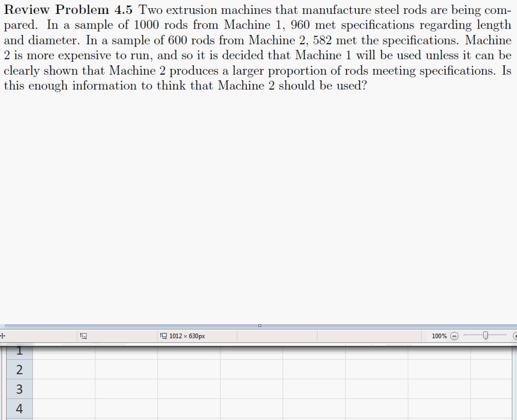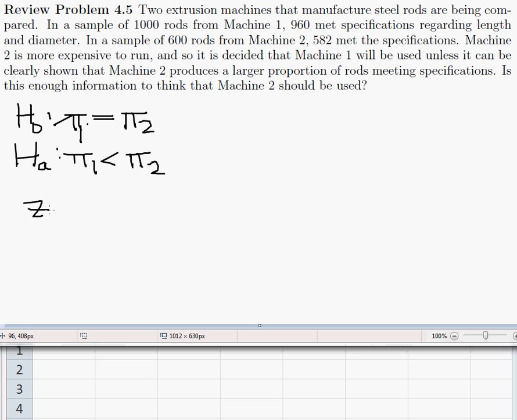Let's now talk about this problem involving the difference of two proportions. So the null hypothesis in this case will be that proportion 1 will be the same as proportion 2, while the alternative hypothesis in the statement of the problem is that machine 2 produces a larger number, so that proportion 1 is less than proportion 2. So we will use the test statistic Z.